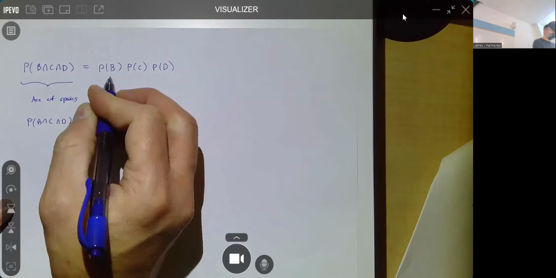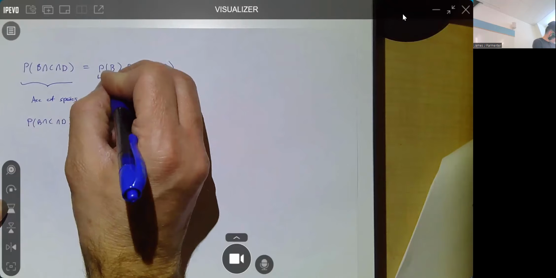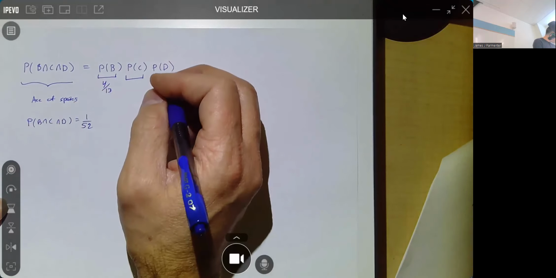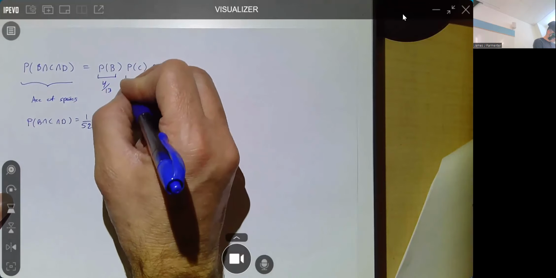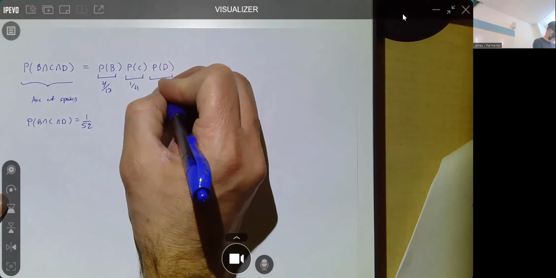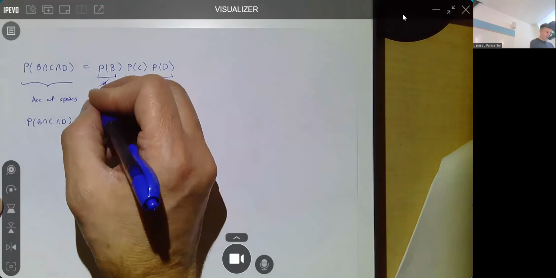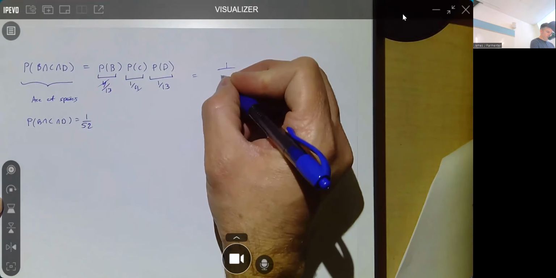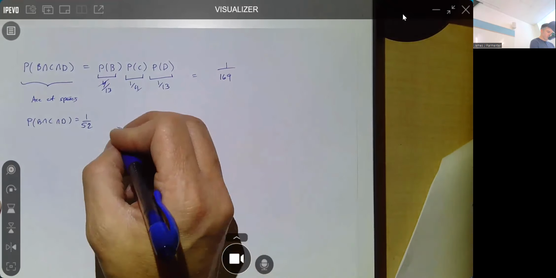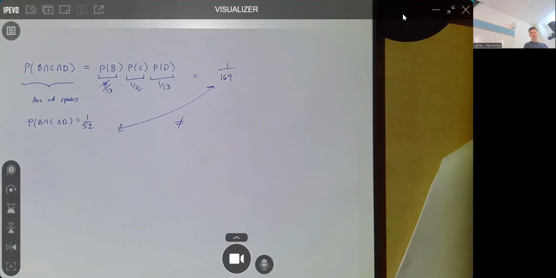And then we've already calculated these other three things. The probability of B was 4 out of 13. The probability of C was 1 out of 4. And the probability of D was 1 out of 13. And if you calculate that, it is not equal to 1 over 52. The 4's cancel, and you get 1 over 13 times 13. So no, they're not equal to each other. So since these are not equal, we do not have triple independence, or whatever you want to call it.